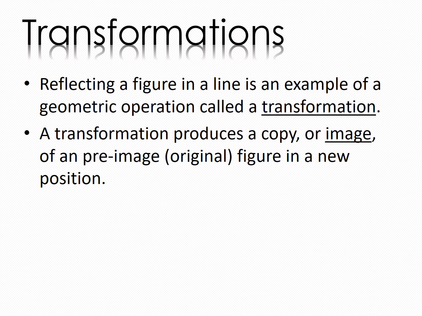So transformation. Reflecting a figure in a line is an example of a geometric operation called a transformation. Transformations produce a copy or an image of a pre-image, or the original figure, in a new position. So we've seen this in our practice, right? We've got the original image and then we've got the prime image. The prime image is the copy. The pre-image is the original.